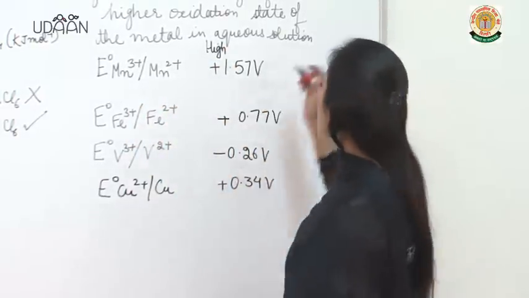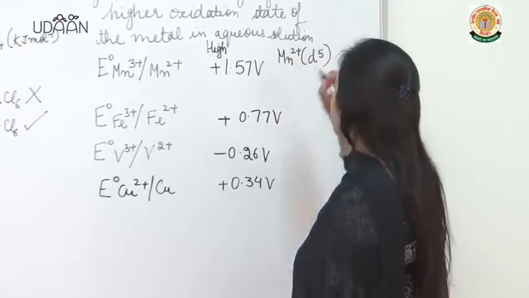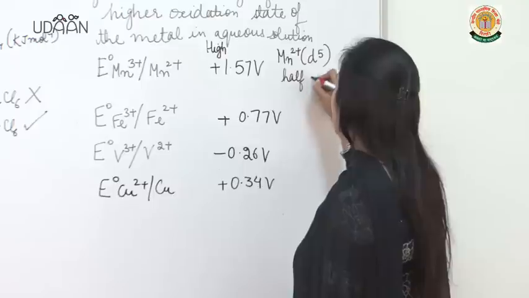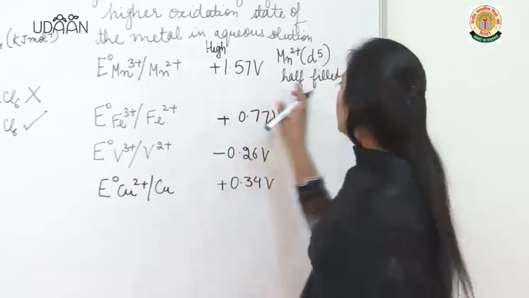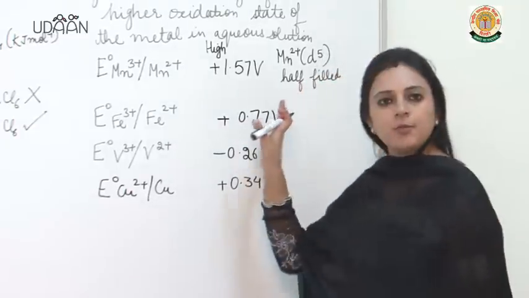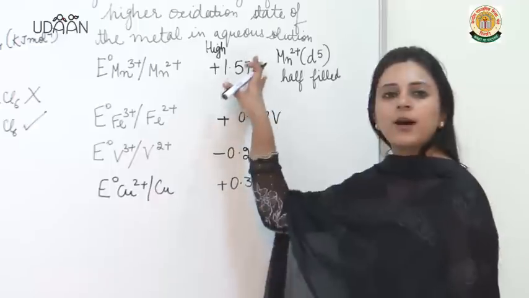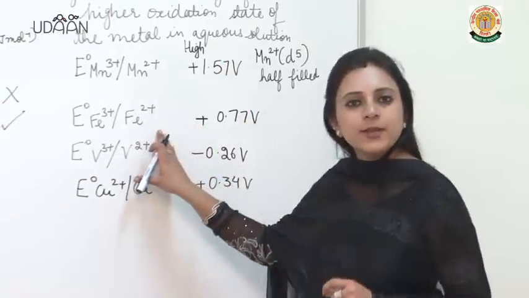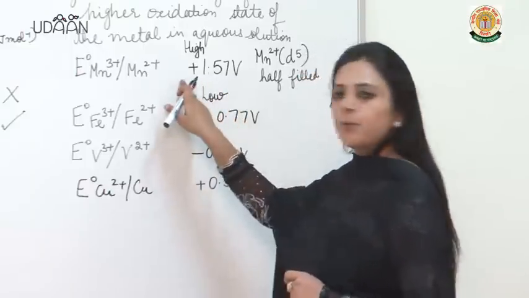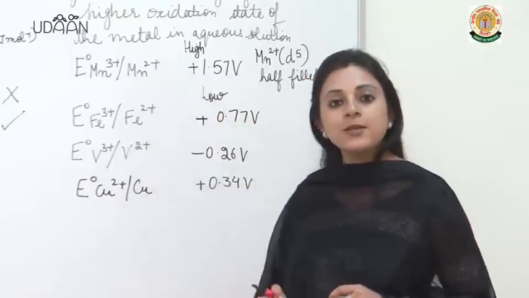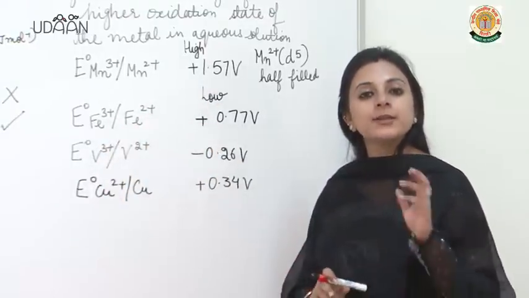Now why is this so? Because Mn2+ has a d5 configuration which is half filled. So because of the stability of this half filled d orbital, this configuration is more stable. That is why the E0 value is very high. Now if we look at this E0 value, we will see that it is lower as compared to this E0 value. That means the tendency of Fe3+ to get reduced to Fe2+ is less.